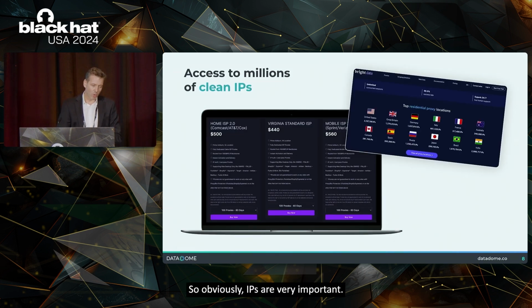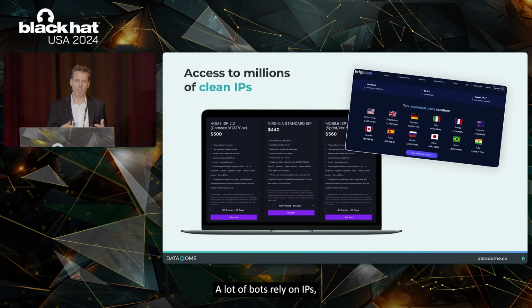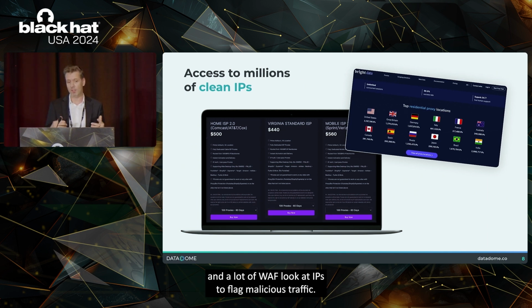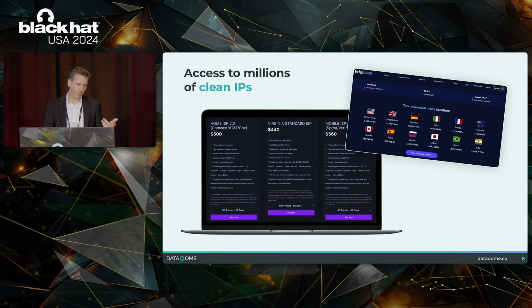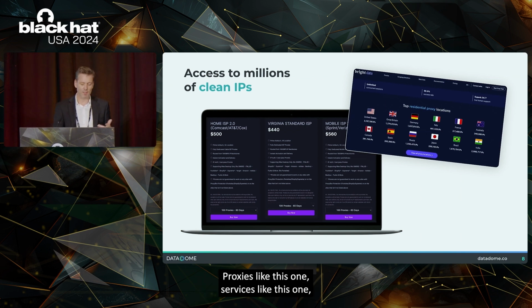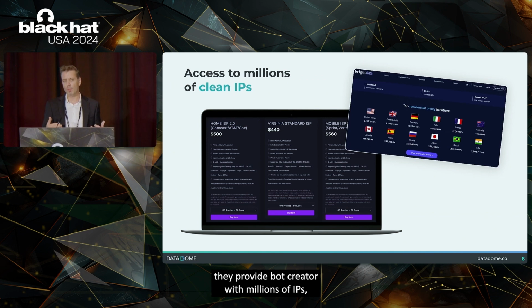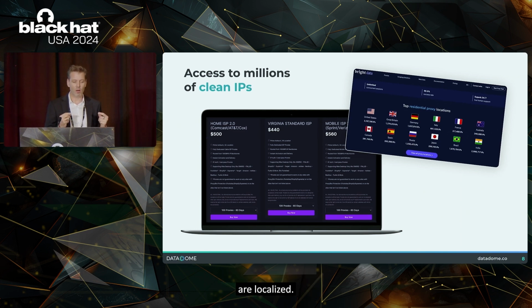Finally, IPs. Obviously, IPs are very important. A lot of bots rely on IPs, and a lot of WAFs look at IPs to flag malicious traffic. They're going to look at the quality of the IP, the reputation of the IP, and so on. Proxy services like this one provide bot creators with millions of IPs. On top of that, the IPs they provide are localized.